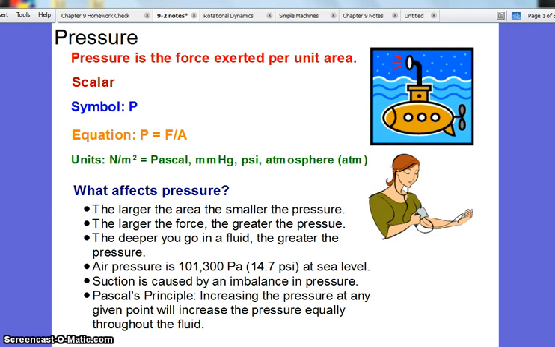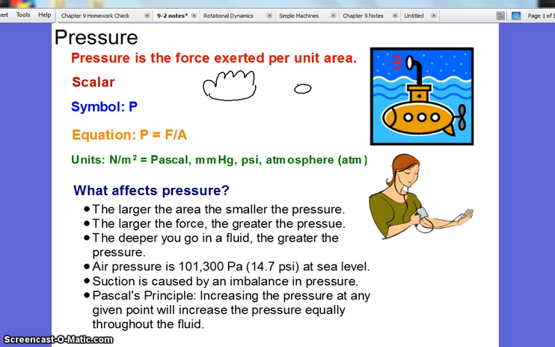Pressure is defined as the force exerted per unit area, but I like to think of it as how spread out is the force. We can spread that force out over our entire hand, or we can exert that force with just a fingertip. And so depending on how we apply that force, we'll have a different amount of pressure. Even though we have the same amount of force, different amount of pressure.